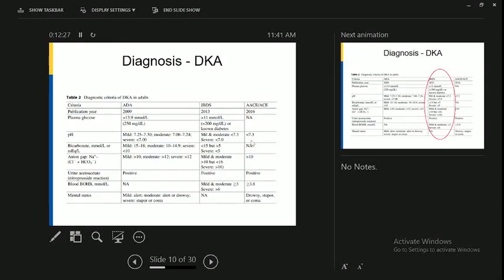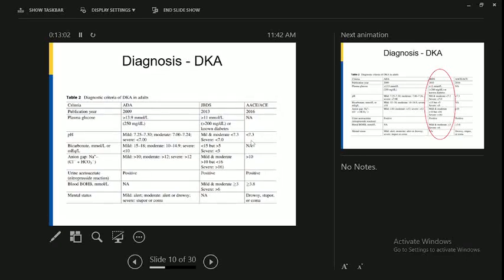So, diagnosis. There are several guidelines and several societies that have come up with diagnostic criteria. I will just focus on the middle one, the JBDS criteria. In that, like the name itself says, you have to have diabetes, that is hyperglycemia, ketosis, and acidosis. So diabetes is a plasma glucose level more than 200 milligrams per deciliter. If you are going by millimoles per liter, it should be more than 11.